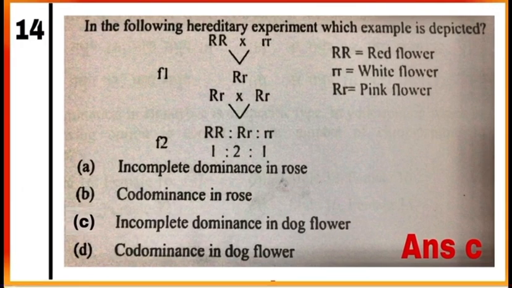Question 14. In the following hereditary experiment, which example is depicted? This given cross is an example showing incomplete dominance in dog flower or snapdragon flower, where in the F2 generation the phenotypic ratio is 1:2:1, meaning 1 red flower, 2 pink flowers and 1 white flower are obtained. So here mark C as the correct answer.